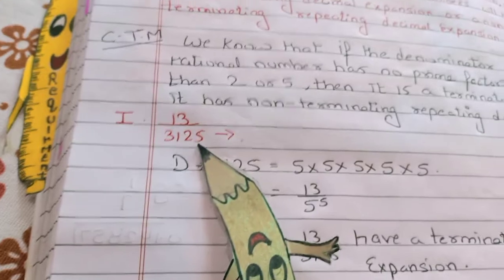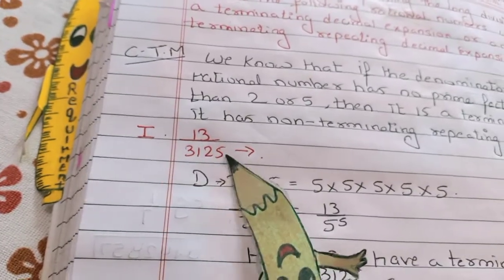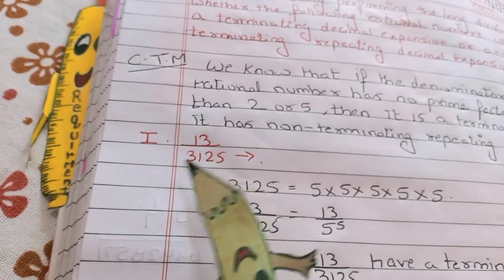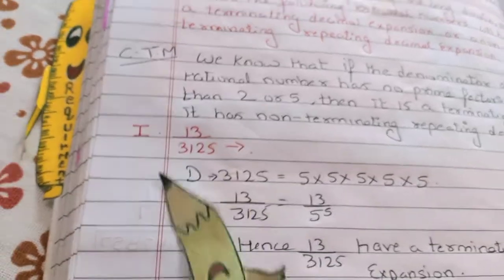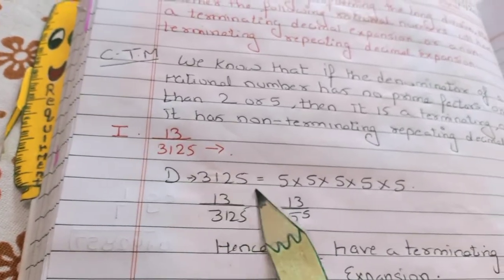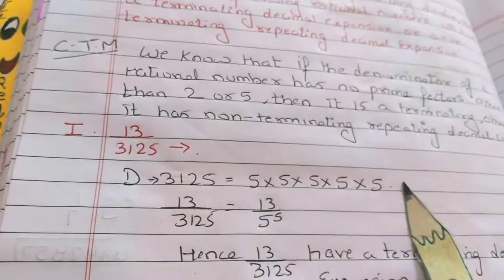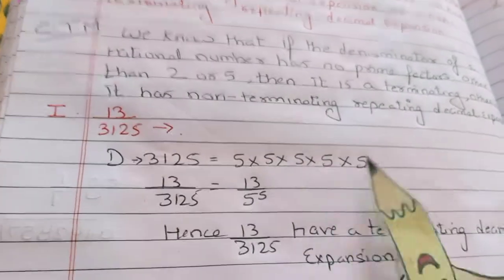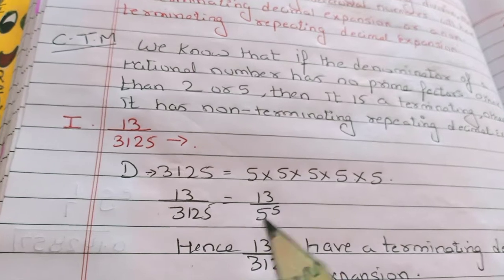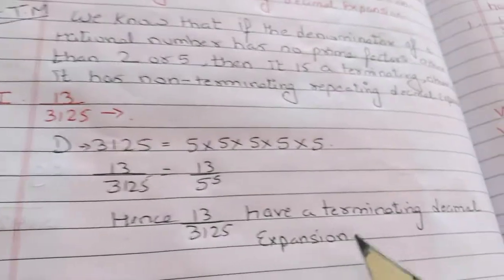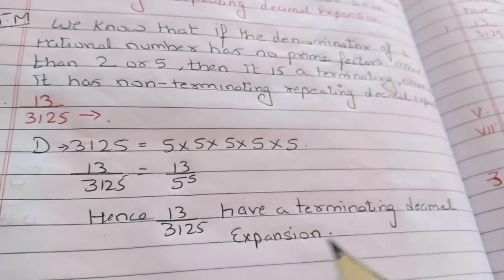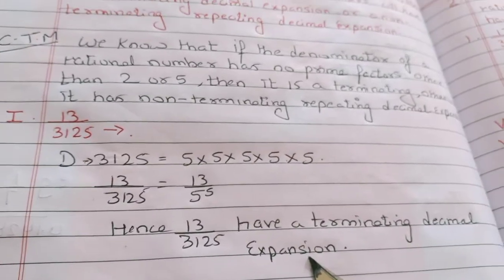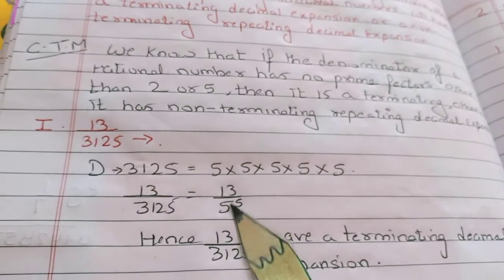I am taking the first part, 13 divided by 3125. The denominator is 3125. On making factors, I am getting 5 into 5 into 5 into 5 into 5. All factors come in the power of 5, 5 raised to power 5. Hence it has a terminating expansion.